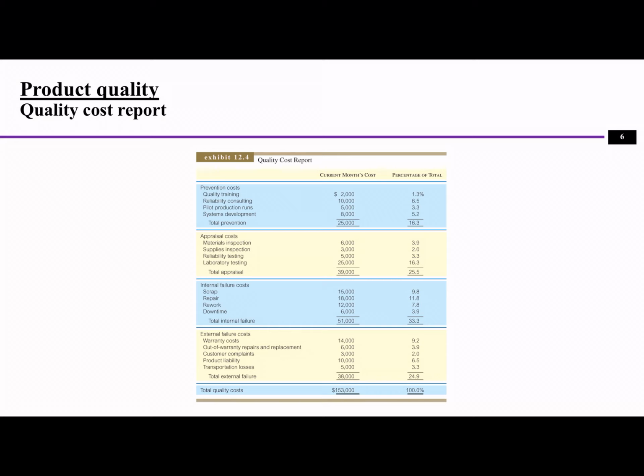For a quality control manager, you probably want to constantly come up with certain reports that look at how much you spend on quality in your production system, and you can categorize the different types of costs into these 4 categories: prevention cost, appraisal cost, internal failure, and external failure.